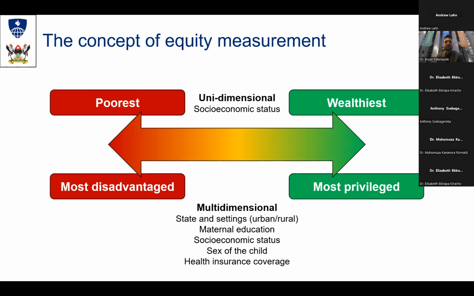So basically, instead of doing wealth quintiles, in our analysis, one of the key features of the VERSE toolkit is that we break people down into quintiles of advantaged and disadvantaged by taking into account these multiple different things, such as where they live, urban, rural, maternal education, socioeconomic status, sex of the child in this case, and health insurance coverage, in addition to wealth and the things that we're most commonly used to seeing.